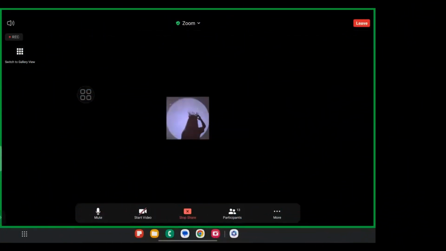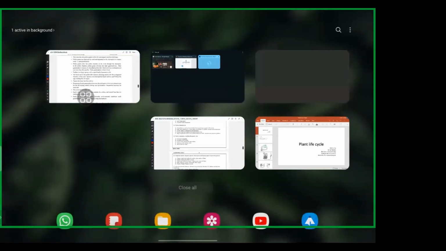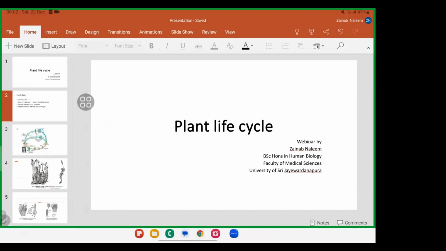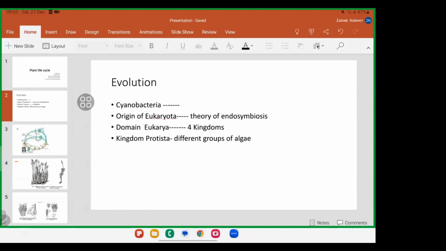Okay, then I'm going to start the session now. We are focusing on the life cycles of plants today. Before going to that, I need you to brief out some things regarding the evolution.